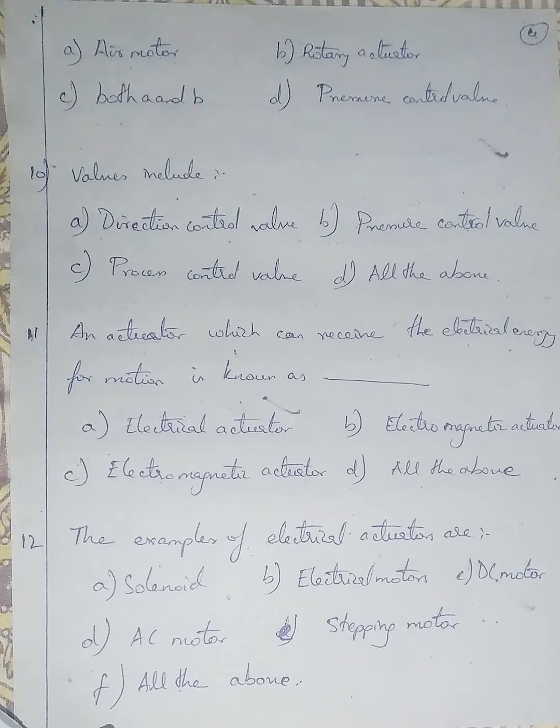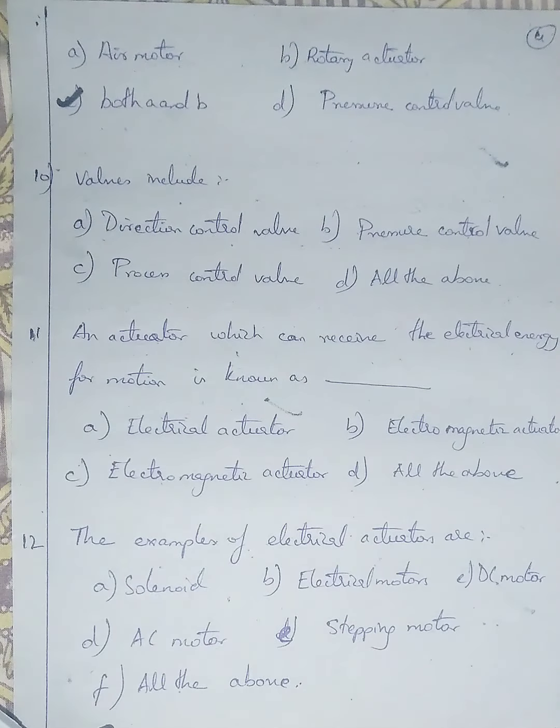Option A means air motor. In an air motor, we give compressed air as input and get rotatory motion as output. And B, rotatory actuator, is also a type of rotatory actuator, as the name says. So I'm going with option C, both A and B.